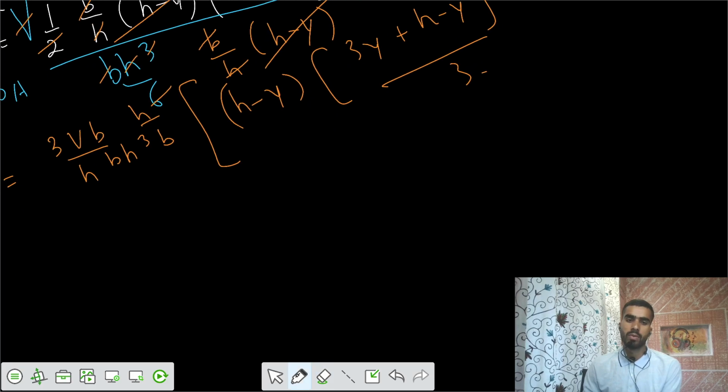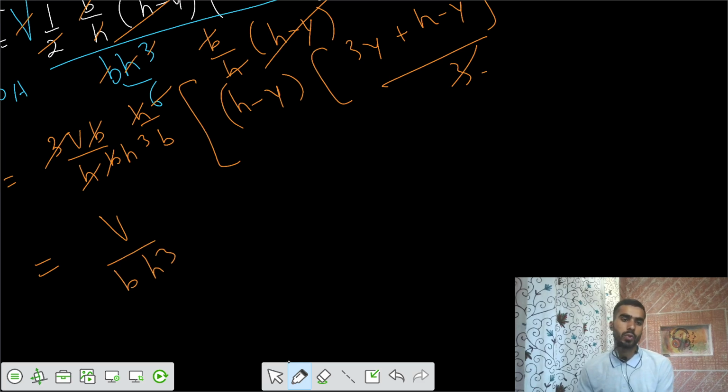So you got this value. I would say I got a value of V. So b cancels, h cancels. So we got a value of v, and 3 also goes. So we got a value of v by bh cube, v by bh cube, and we have this equation of h square.